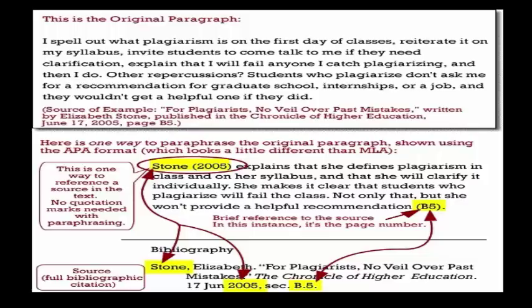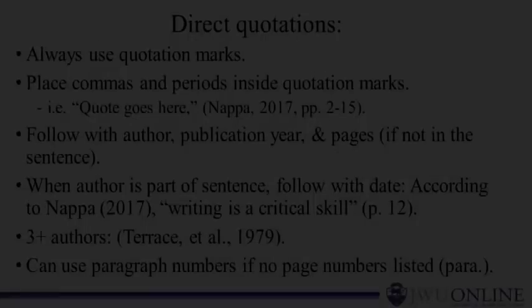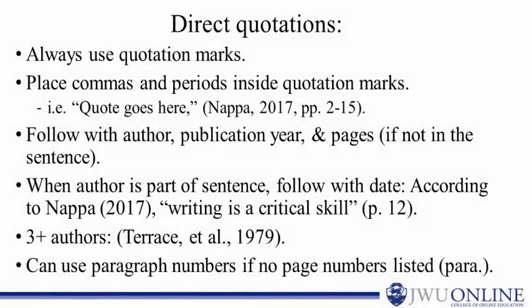When you do quote a source directly, follow these steps. Number 1, always use quotation marks. Number 2, place commas and periods inside the quotation marks. Number 3, place the citation in parentheses outside the quotation marks. The period should follow the closing parenthesis, as in the following. Quote goes here, Nappa 2017, pages 2 to 15.